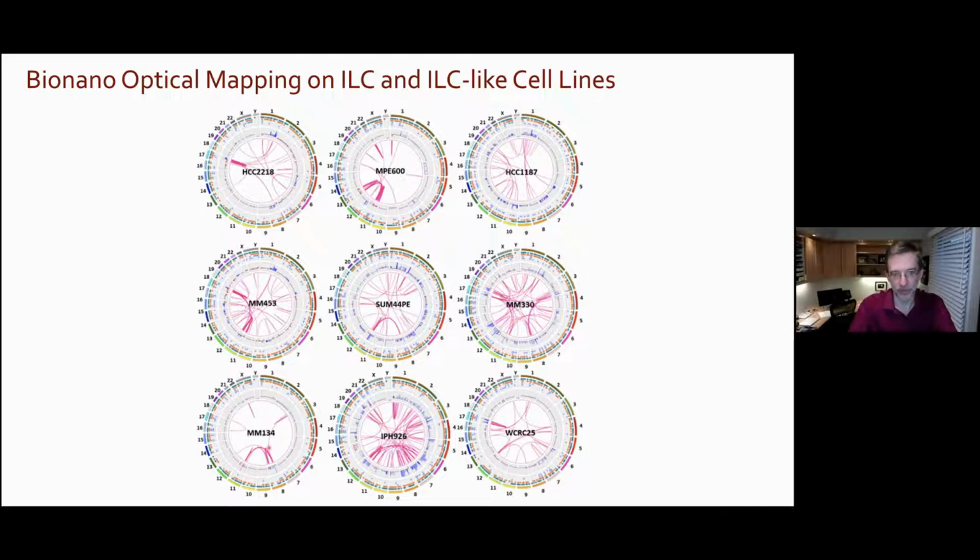Some of them have very few rearrangements, as the MM134 cell line, and some of them have pretty much the whole genome rearranged, just like the MCF7 cell line. And you can start already to see patterns of different arrangements in these cells that may relate to their aggressiveness or other kinds of phenotypic features, which we're trying to relate to now.